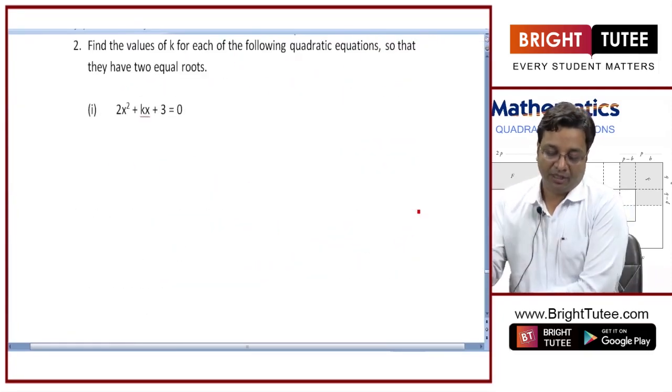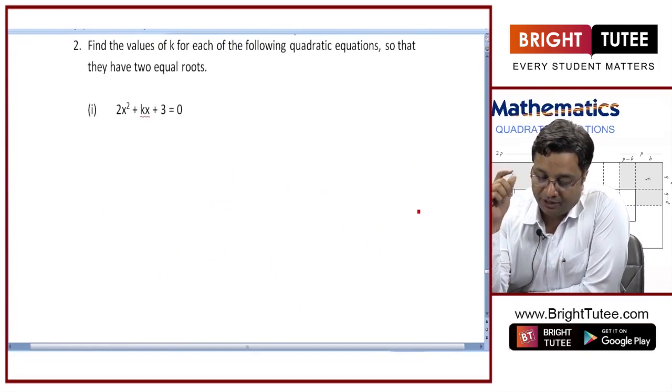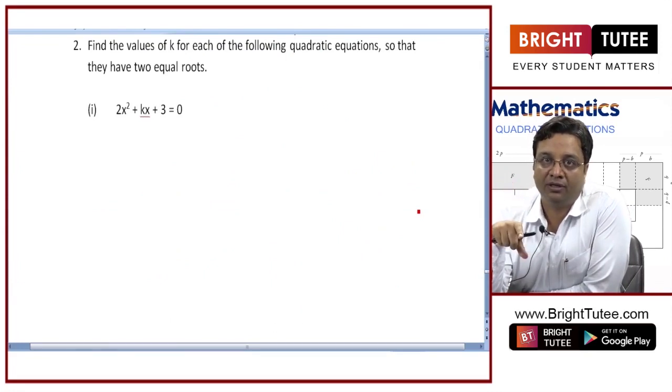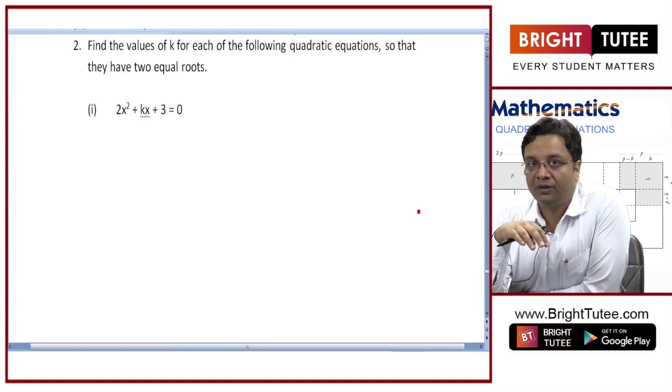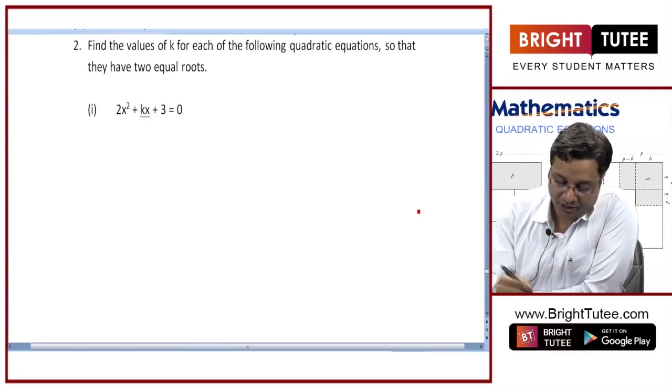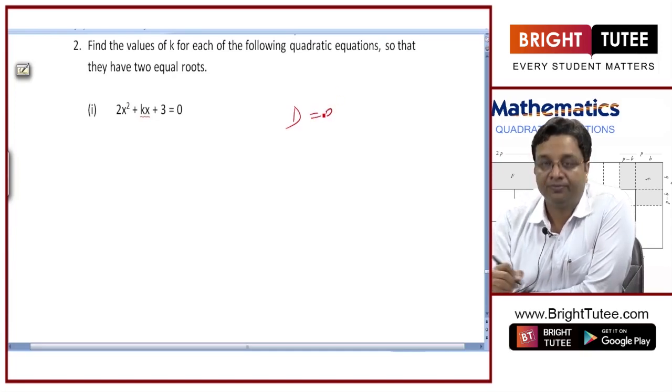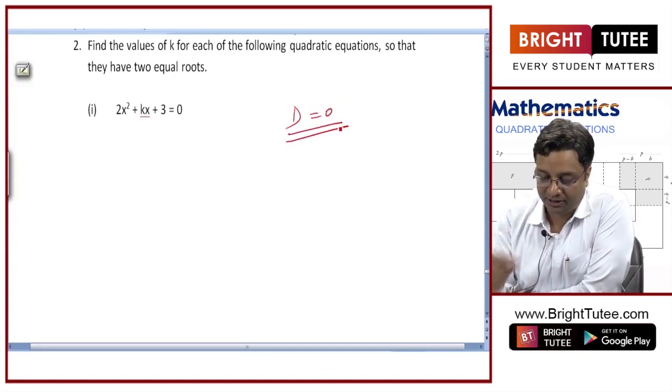Okay, now we have to find the values of k for each of the following quadratic equations so that they have two equal roots, right? So it is already given in the question that the roots are equal, right? And when are the roots equal? When discriminant is equal to 0. So we just have to calculate the discriminant and put it equal to 0, right? So this is the condition.